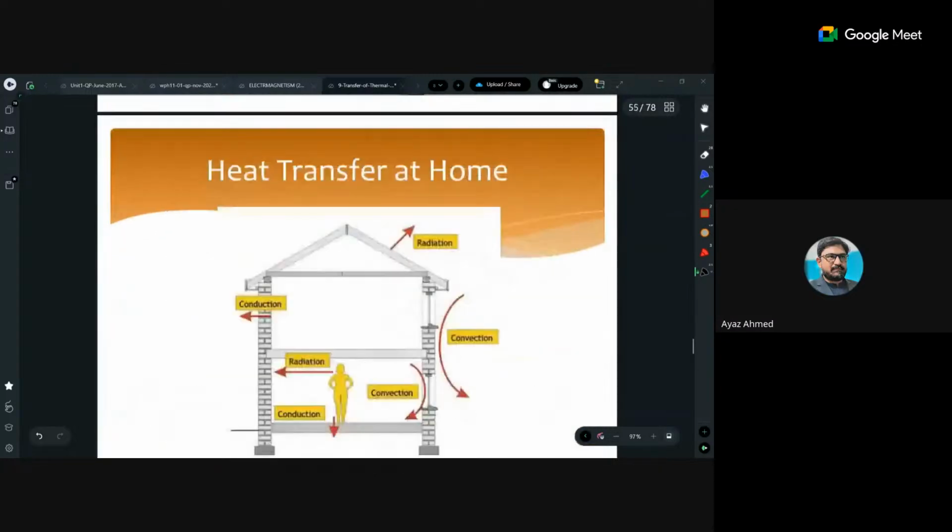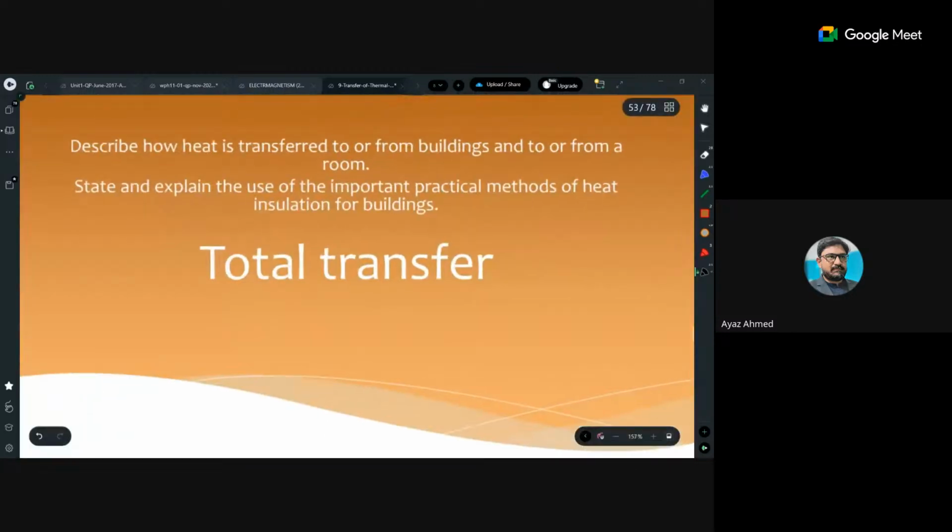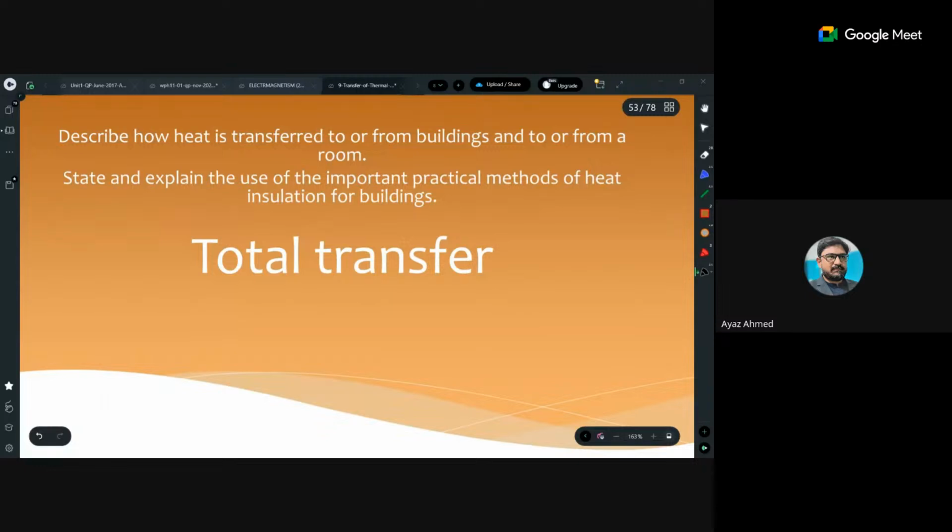Okay, so now we will talk about the total transfer of energy. Total transfer of energy means the processes when all of them are acting together, applicable together. So describe how heat is transferred in buildings or from rooms. These are practical methods used in our daily life.